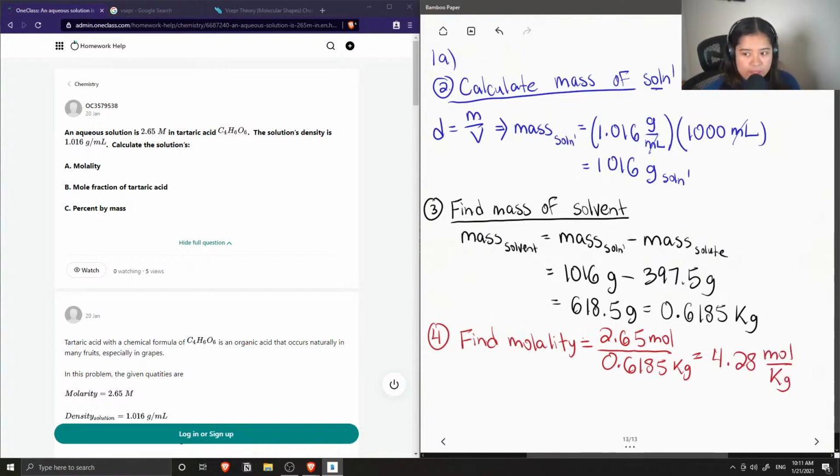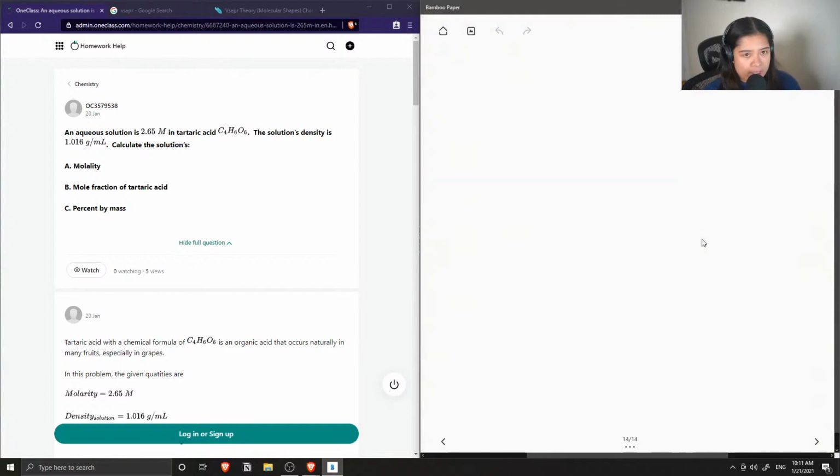Okay, so that was just part A of question 1. So now let's start a new page and answer part B, which is what is the mole fraction of tartaric acid?